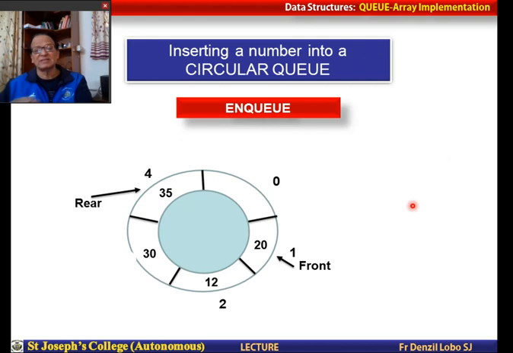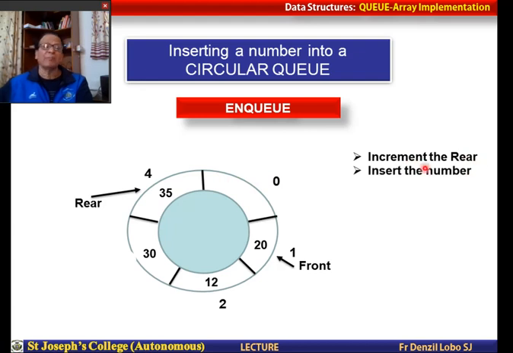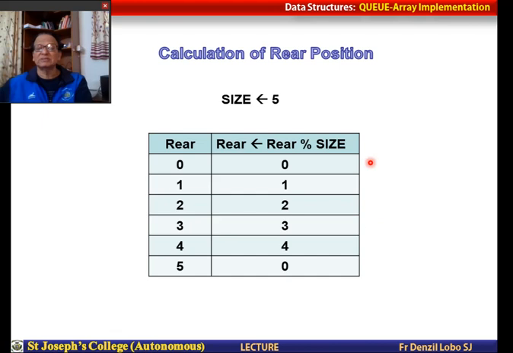There are 4 different cases to find out. For example, here when I want to increment after 35, 4 becomes 5, but I want it to be 0. So how am I going to do that? For that we are using a special algorithm. The whole algorithm is: increment rear and then insert the number. That's all. But after incrementing the rear, I have to find out the next index, and that is done this way. That is, I always find the modulus. So you take the rear modulus size, which is 5. For example, take it, rear is equal to 0.